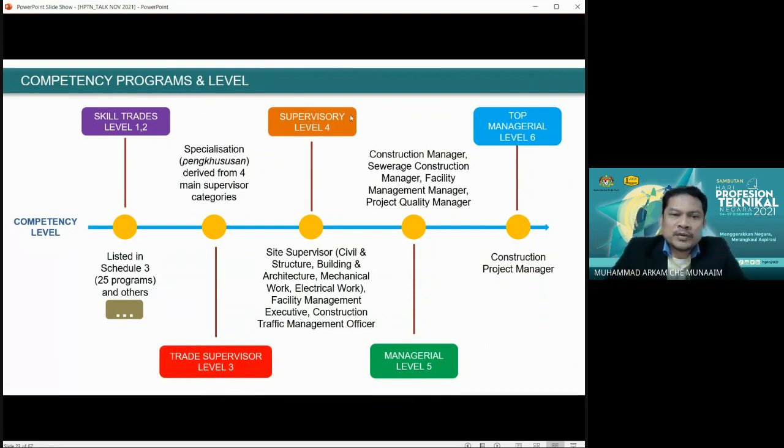Then we start the supervisory level. We want to talk about this one today. Supervisory level: site supervisor, civil and structure, building architecture, mechanical work, also electrical work, facility management executive, construction traffic management officer, CTMO. So we start at level 4. Level 5 is actually the construction manager, civil risk construction manager, facility management manager, as well as project quality manager. And the top manager is level 6, which is construction project manager. So these are the programs that are related to the talk today.